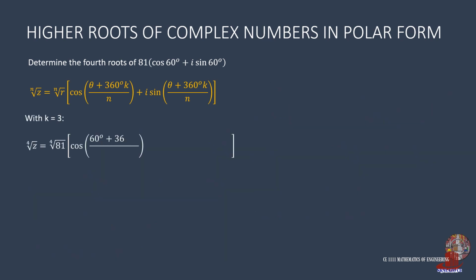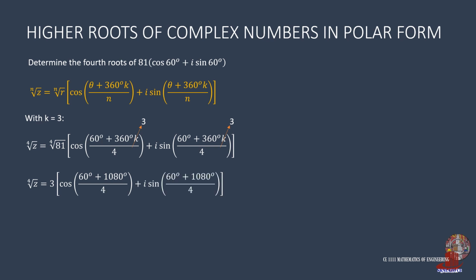The last pair of roots involve k as 3 in the formula, making it 3 times cosine of (60 plus 1080) over 4 plus i sine of (60 plus 1080) degrees divided by 4. The solution becomes 3 times cosine of 1140 over 4 plus i sine of 1140 degrees over 4, thereby having the fourth roots as positive and negative 3 times cosine of 285 plus i sine of 285 degrees.